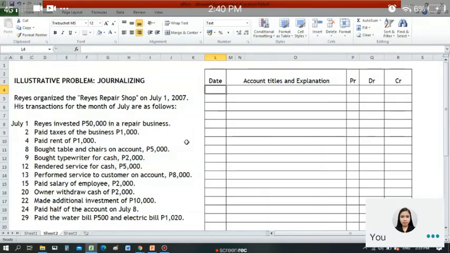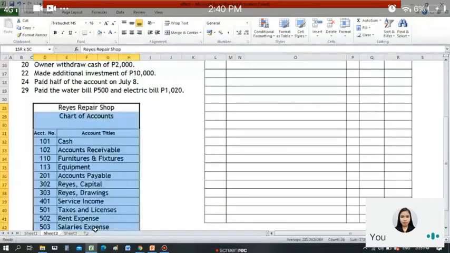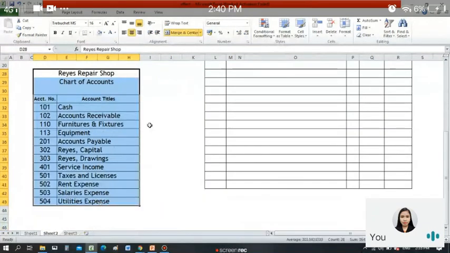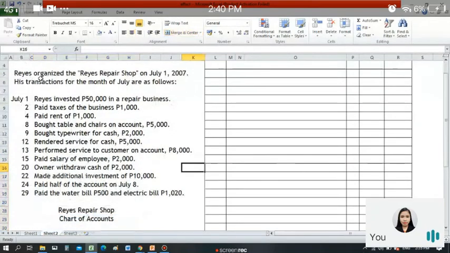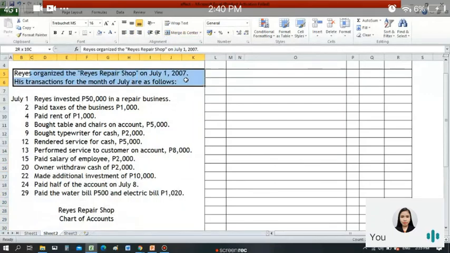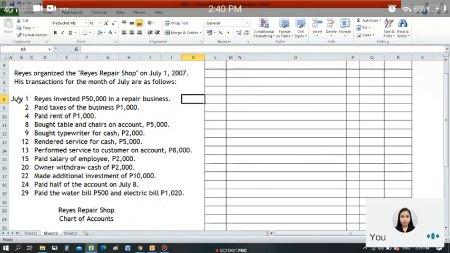Okay. So now we'll do the actual journalization process because we're already done with the preparation of the chart of account. The problem is Reyes organized the Reyes repair shop on July 1, 2007. So his transactions for the month of July are as follows. So let's start on July 1.